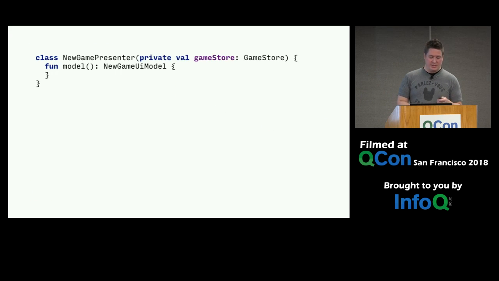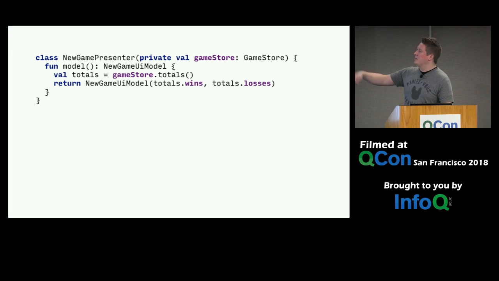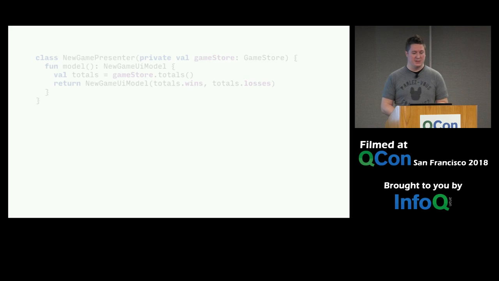Presenter is also very similar, except a presenter has to talk to, say, persistence. So maybe our games are being saved locally, and so we're going to take that in as a reference, and then we query the game store. So this is the new game screen where we show how many games you've won. So maybe we query for the totals, and then we just return that dumb object.